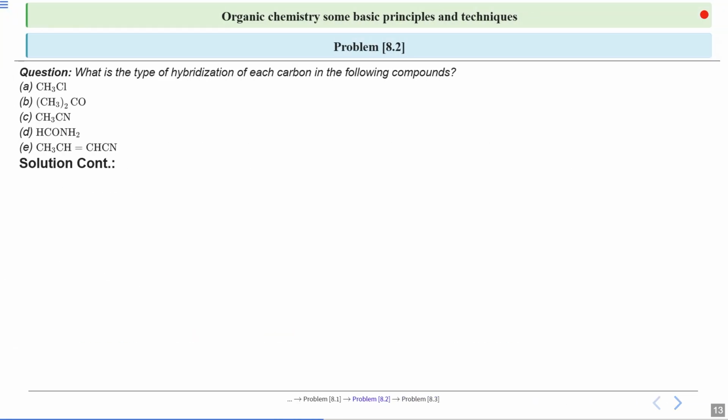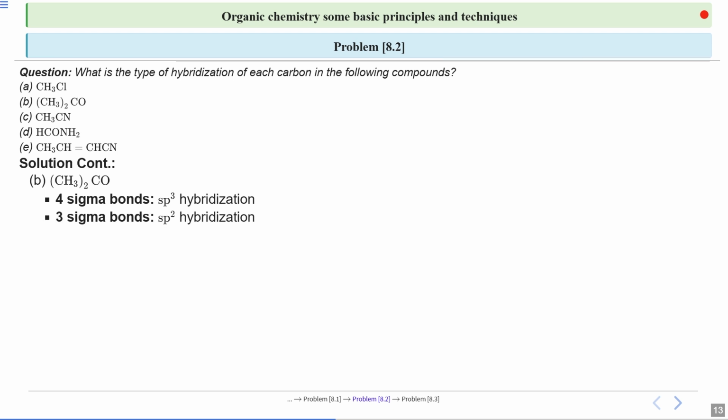The next one is (CH3)2CO. Here in (CH3)2CO, there are 4 sigma bonds, so that will contribute to sp3 hybridization. How can we say it? Before moving on to the structure, we will look at the carbons. 2 kinds of carbon are present here. One carbon is attached to 3 hydrogens and 1 carbon, whereas the other carbon is directly attached to the oxygen and to 2 methyl groups. Therefore, there will be sp3 hybridization and sp2 hybridization.